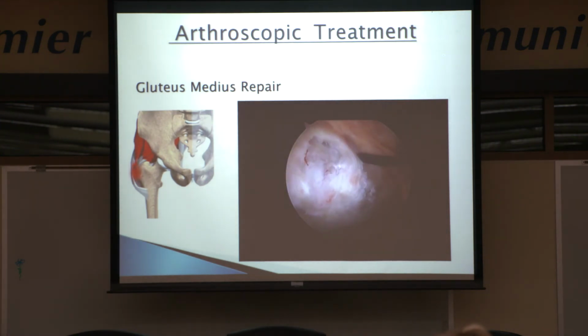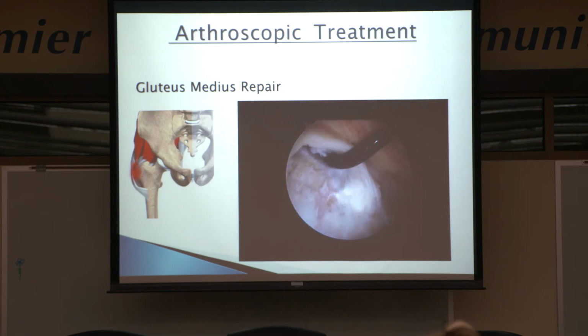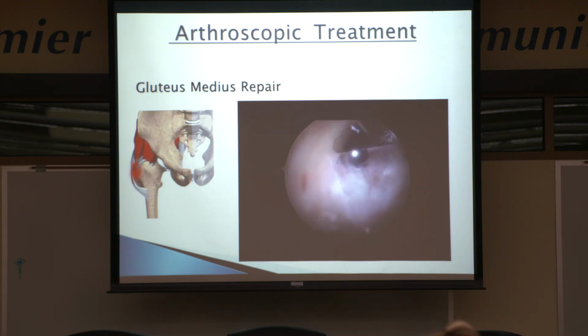So again, if someone has a lot of pain there and it doesn't go away, this is what the tear looks like. This is hip arthroscopy. This should all be attached. This is the gluteus medius tendon. You can see how it pulled off the bone. And on its own, it's hard for our body to get that back.